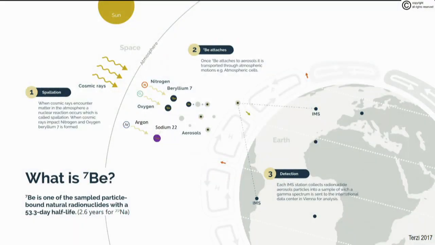So first of all, what are cosmogenic radionuclides? They are formed from the interaction of cosmic rays that come from space. These are highly energetic particles, and they interact with matter once they reach the atmosphere. When they interact with nitrogen and oxygen, they produce beryllium-7, among other things. And if they interact with argon, then we also get sodium-22. It's been known in the literature for over 30 years that cosmogenic radionuclides, because of their source and formation, are very good stratospheric-tropospheric exchange tracers.